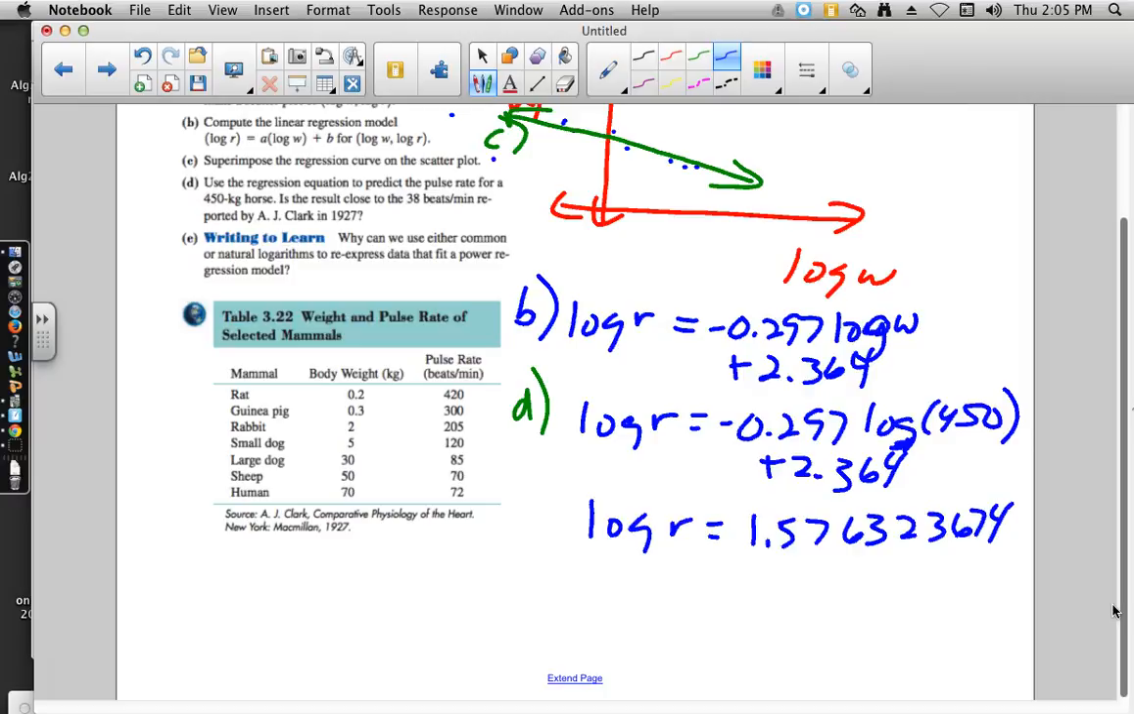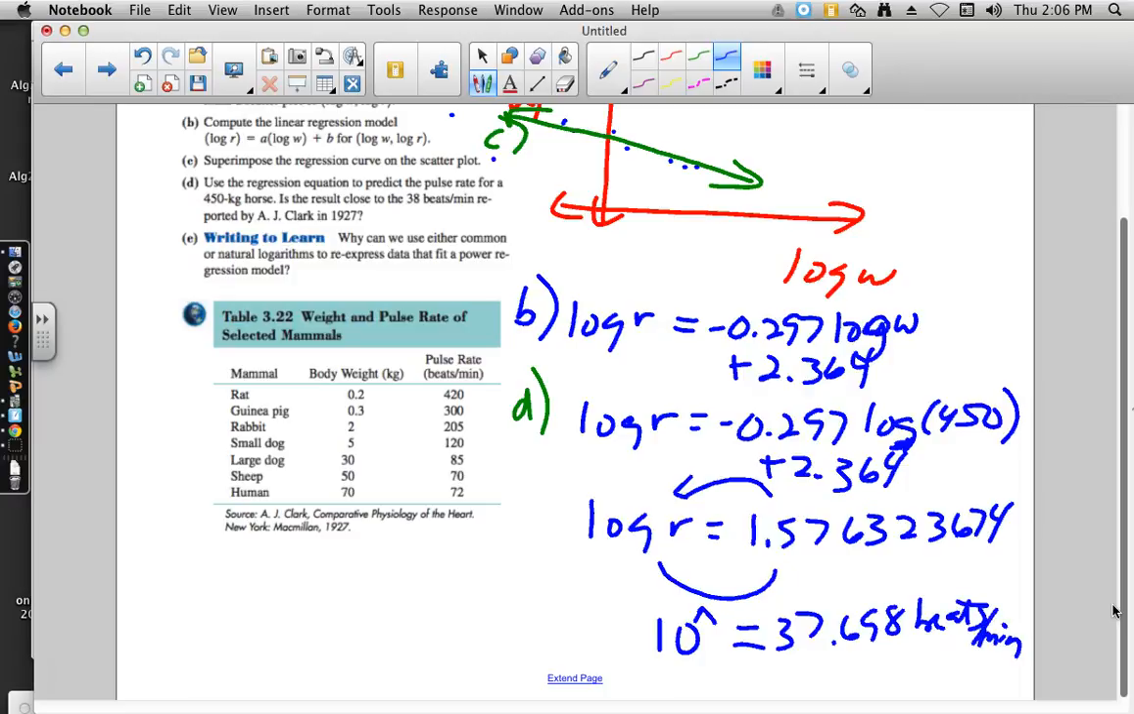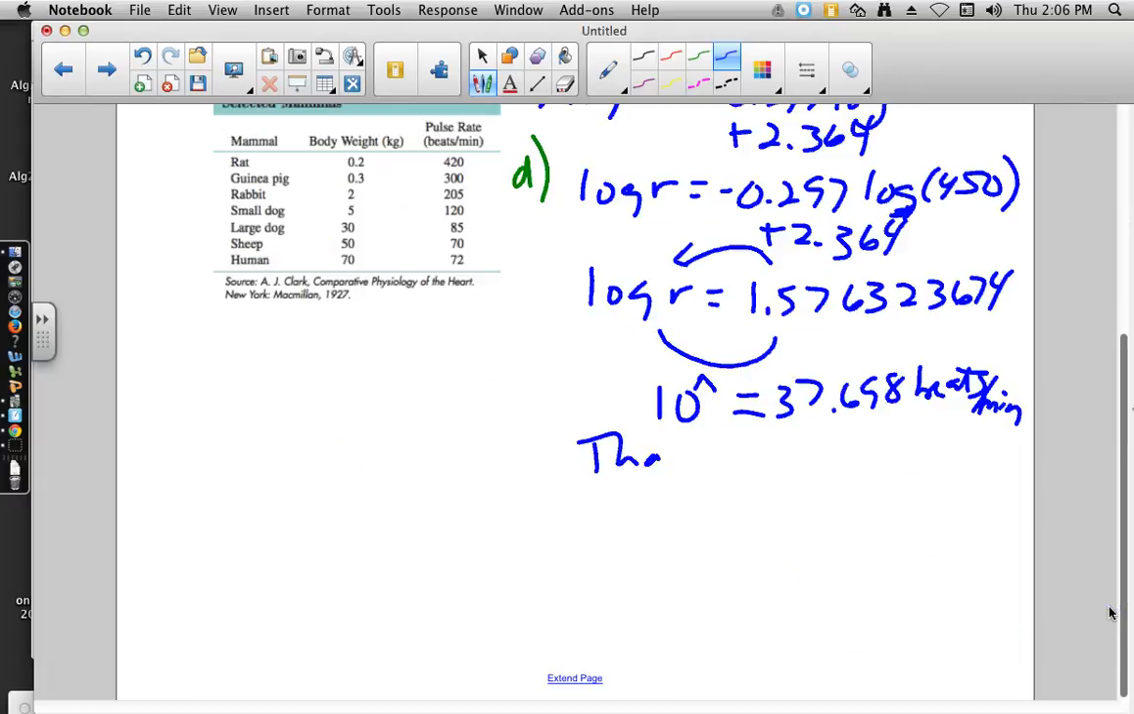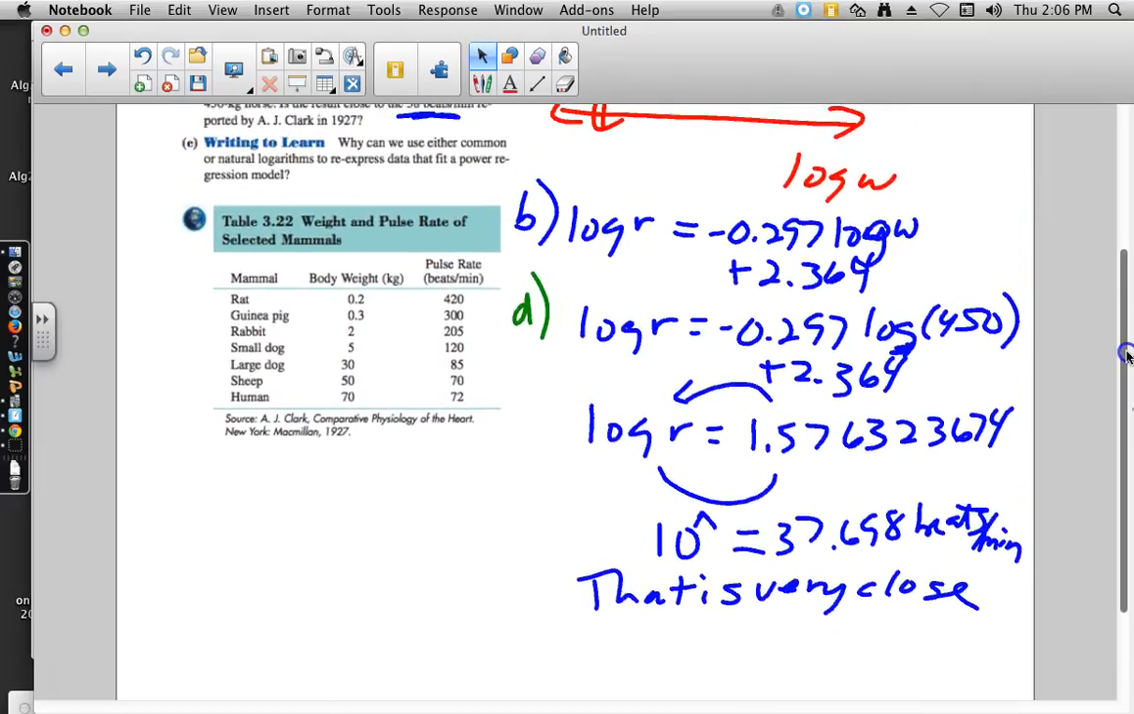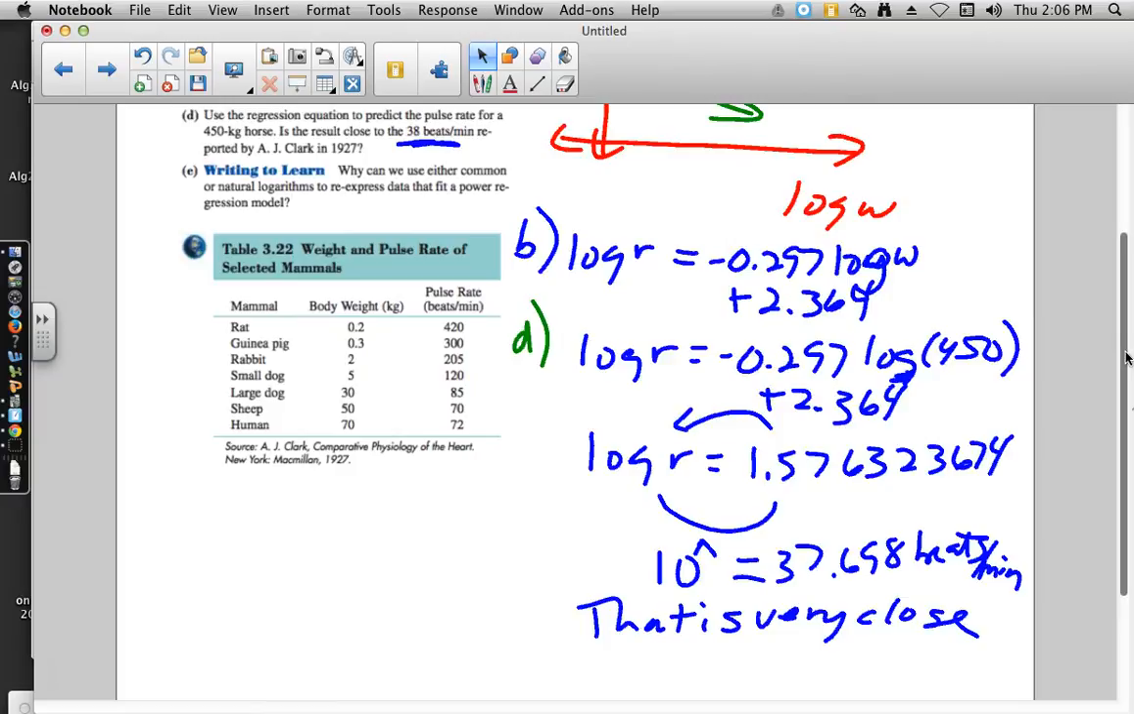1.576323674, and yes, I have way more decimals than I need, because now to get my answer, I would need to snail shell. And that would mean I'm going to take 10 to that answer. And when I do that, I get 37.698 beats per minute. And the question was, is that close to the 38 beats per minute reported by A.J. Clark in 1927? And yes, I would answer that as very close. That is very close. And that would be for D still. All of that math was for D.